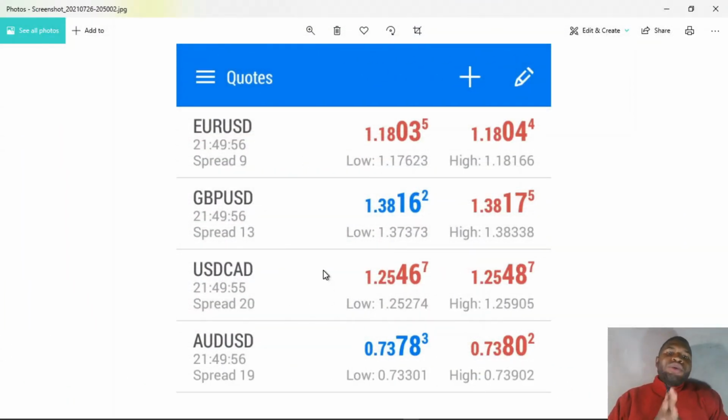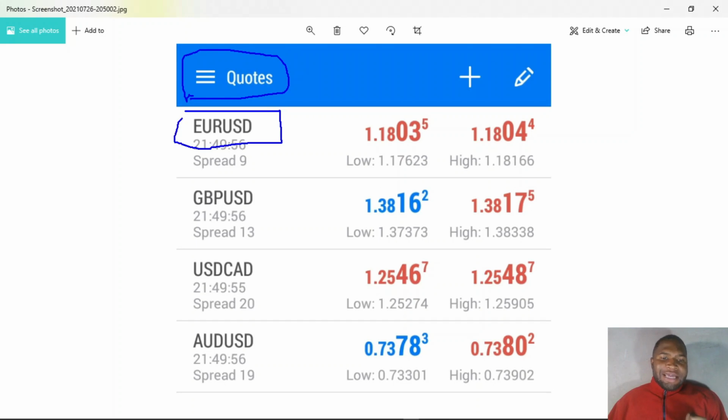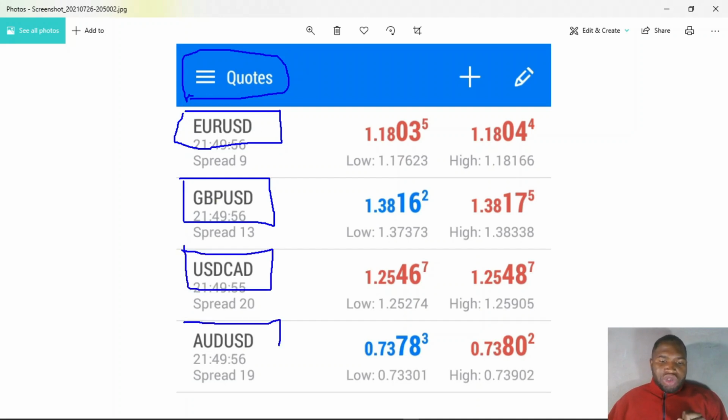Now, when viewed from your MetaTrader platform, you will find that forex quotes are shown like this. As you can see, it says here quotes. This is a screenshot from my MetaTrader platform on my cell phone. And as I was telling you, you can see that these currencies are being quoted in pairs. You have EUR/USD, GBP/USD, USD/CAD, AUD/USD.